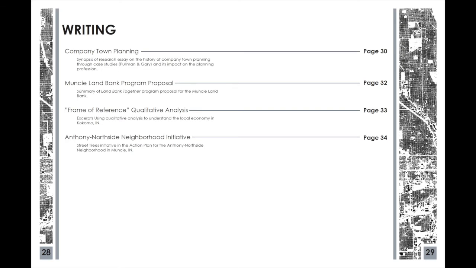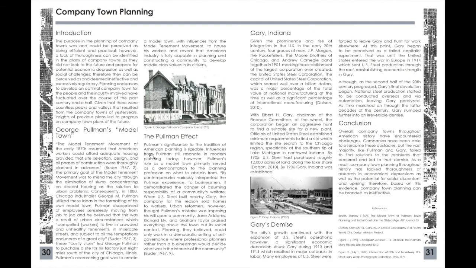Next is his writing section: a synopsis of a research essay, a summary of a land bank proposal, excerpts from qualitative analysis, and then a street trees initiative. So again, these are taken from different courses, showing the quality of the writing. Four examples here, beginning with an excerpt from a research report that includes the references.